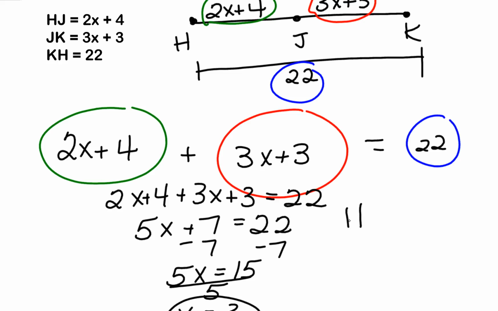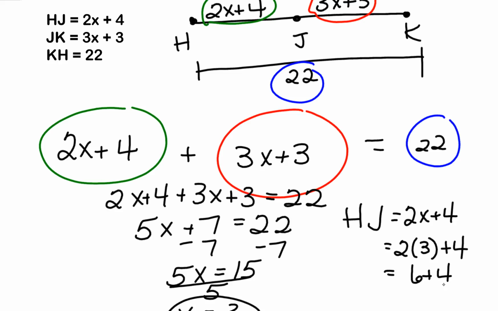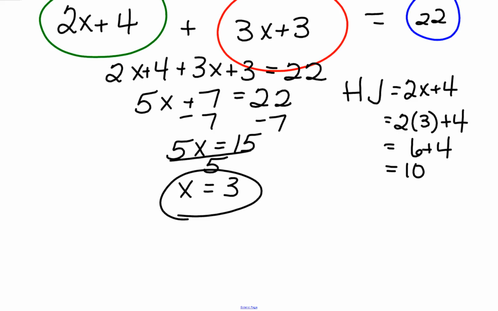So HJ is equal to 2x plus 4. So I'm going to substitute that 3 in. And now I know that x is equal to 3 and HJ is equal to 10. I have two options. I'm going to take the longer option.